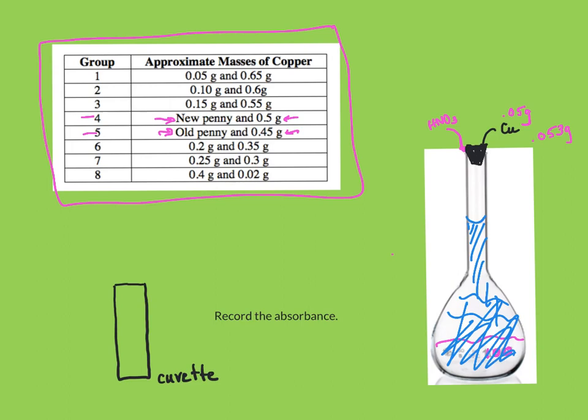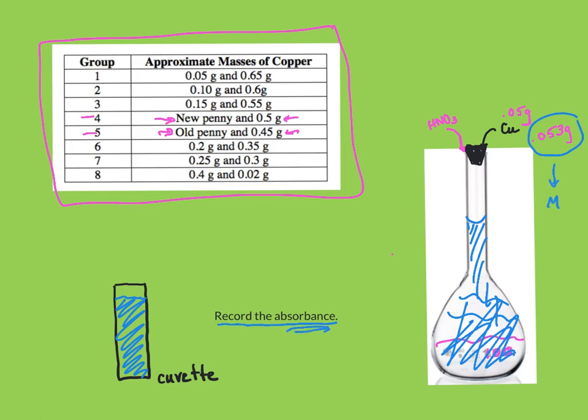All right? And then you're going to take a little bit of this solution and put it in a cuvette. A cuvette is basically a square test tube, but it's designed to fit into our Spec 20, and it's going to record the absorbance for us. So from your grams of copper, you'll be able to figure out the molarity of your solution.